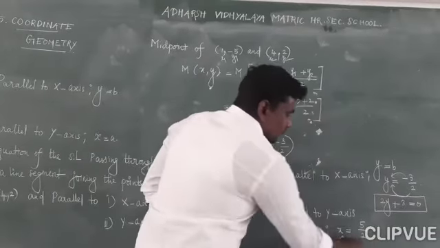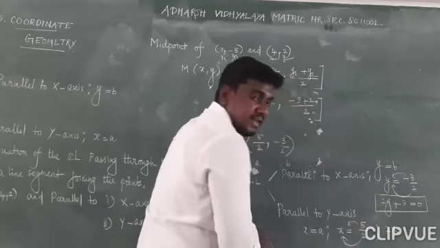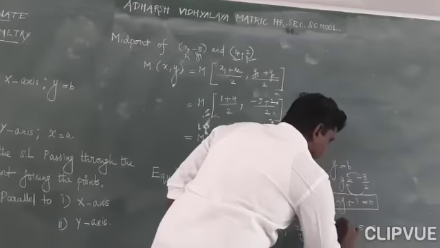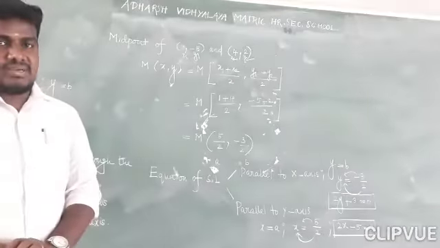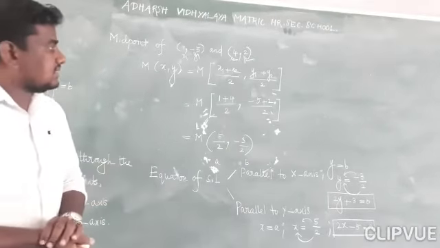Multiply this, so 2x, and this plus 5 becomes minus 5. 2x minus 5 is equal to 0. This is the required straight line equation which is parallel to the y-axis. I hope you understand this.